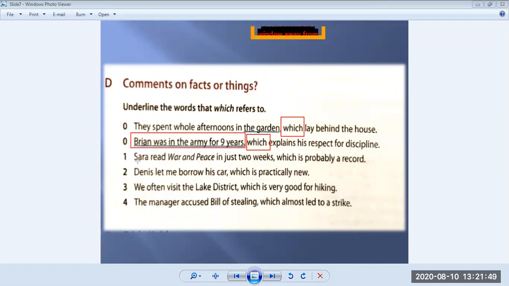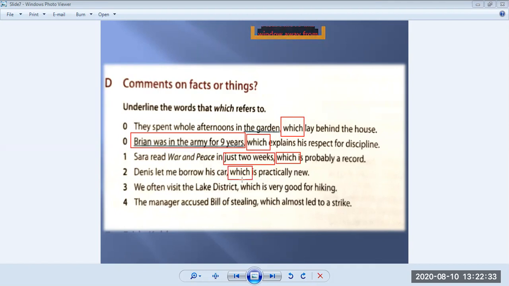Okay, now next one. Sarah read War and Peace in just 2 weeks, which is probably a record. Which? What does it refer to? It refers to just 2 weeks. War and Peace is quite a big novel, you know that. The size itself is fine, but the language is written in a very difficult way to understand, to move on that fast. It's one of the famous novels, but it isn't that easy to complete in a short time. So we finish it in just 2 weeks. It's probably a record. That's what it means. So Dennis let me borrow his car, which is practically new.